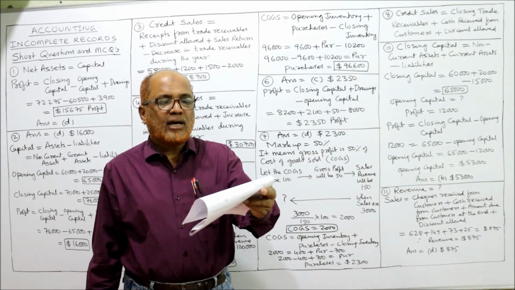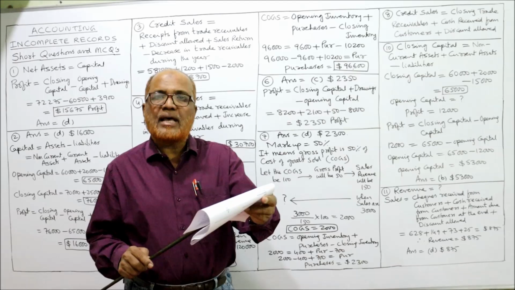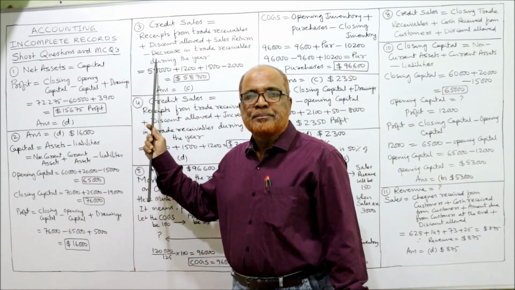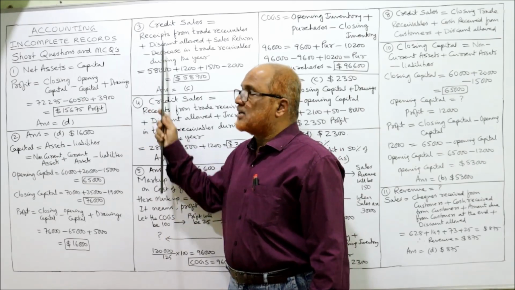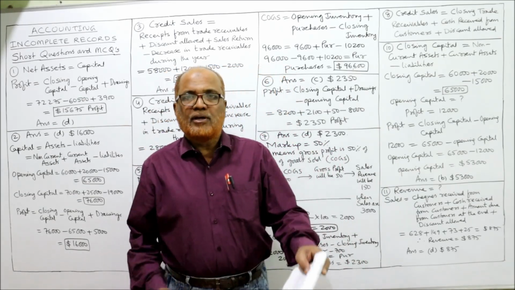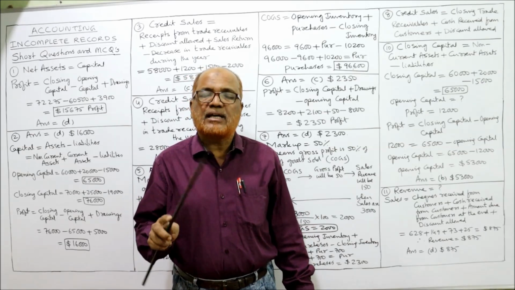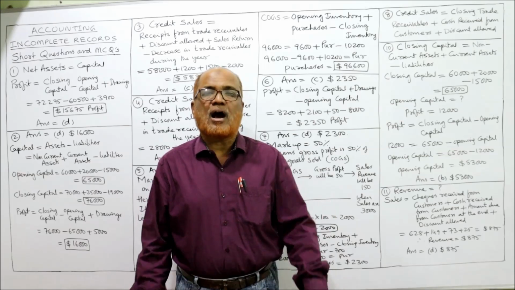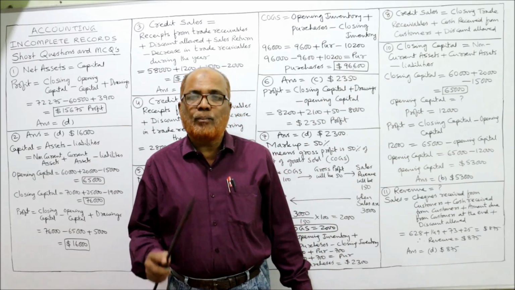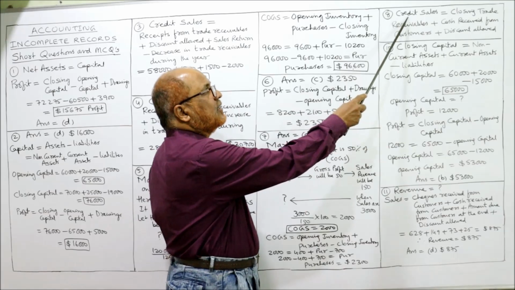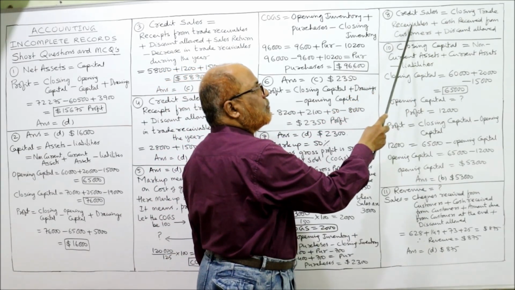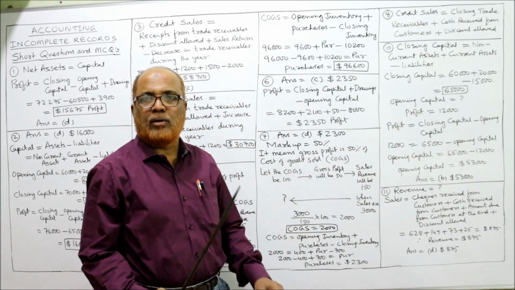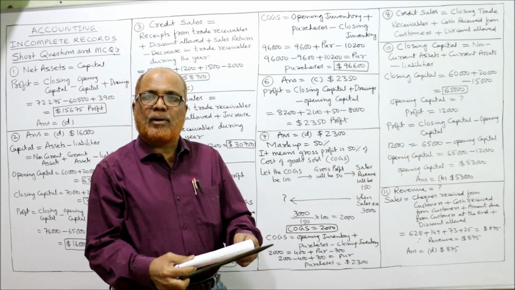What is option B? Closing trade receivable plus cash received plus discount allowed. I already told you this. How to find out credit sales? Credit sales is equal to closing trade receivable plus cash received plus discount allowed. The B answer, you make it right. Credit sales: closing trade receivable plus cash received from customers plus discount allowed. That's it. Eighth problem completed.